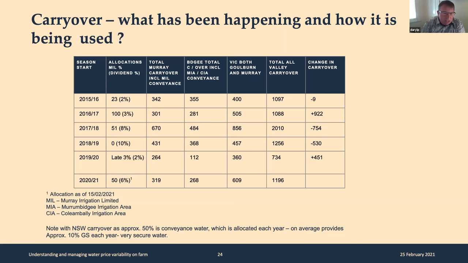We can't have a conversation here about water without touching on carryover. And when we look at carryover and the behavior across all of the basins, what we've done here is just looked at the total of all the carryover across the Southern Connected Basin and just what change there is between the start of the year and the end of the year. So 15-16, a dryish year where we only have 23% allocation against MIL, but 100% on our highs, a little bit of a mining of the carryover, but in effect, it's pretty much stayed pretty constant.